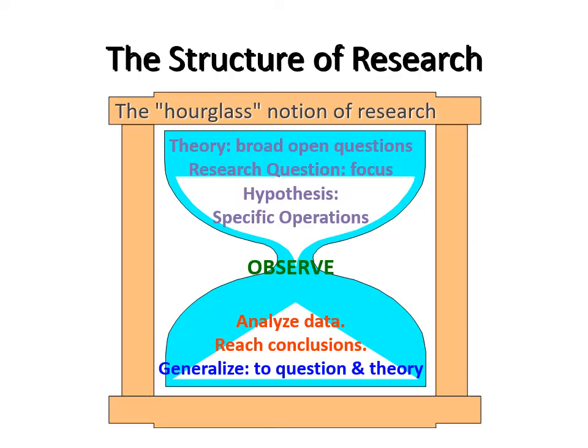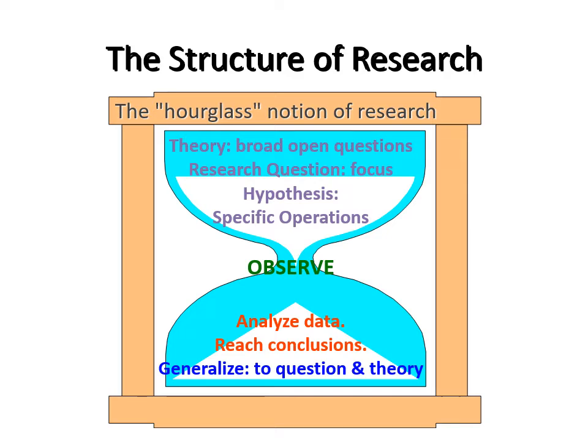Broadly speaking, just a reminder that what we're looking at is the structure of research, and the structure of research is often referred to as an hourglass. We start with a broad theory and a research question, we focus on a hypothesis through our lit review, and then through the methods, we go into specific operations. From those specific operations, we conduct our study and we observe, and that is our method section. We then analyze the data and the results, we reach our conclusions in our discussion, and then we generalize back to the question and theory at the very end of our paper.